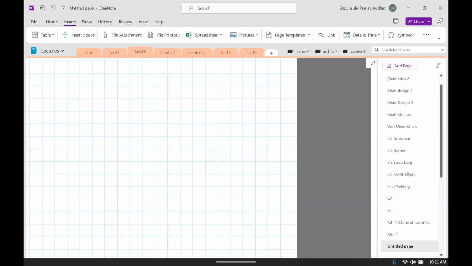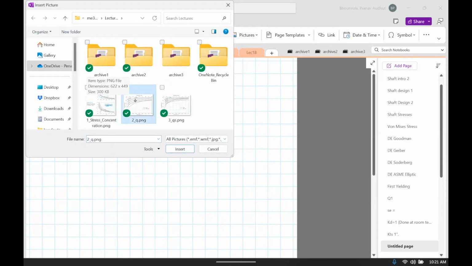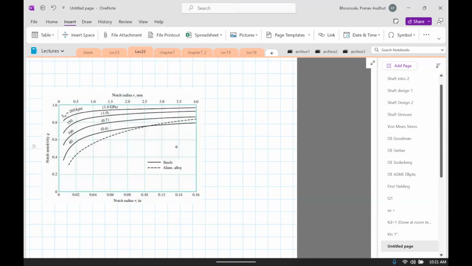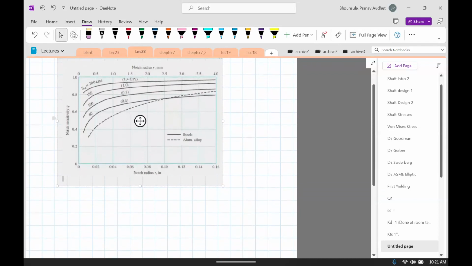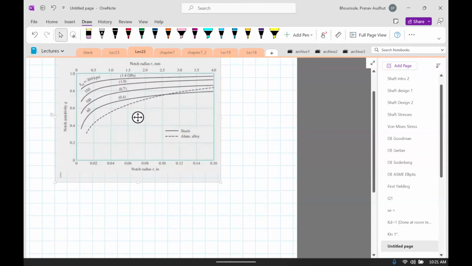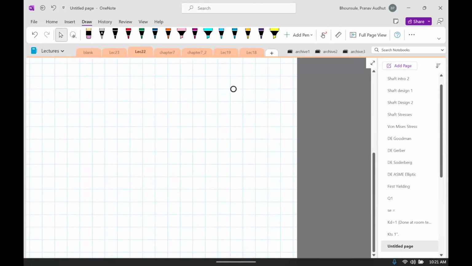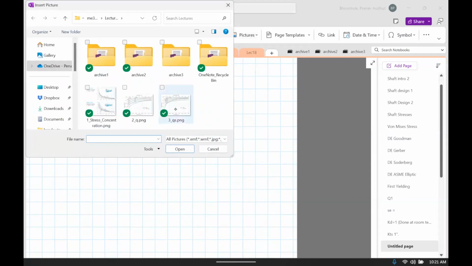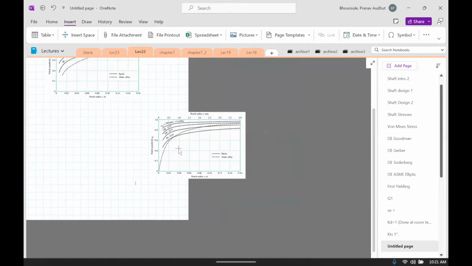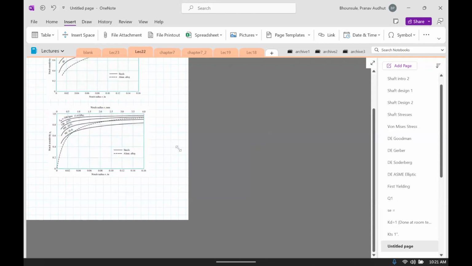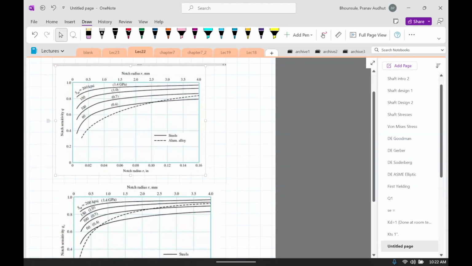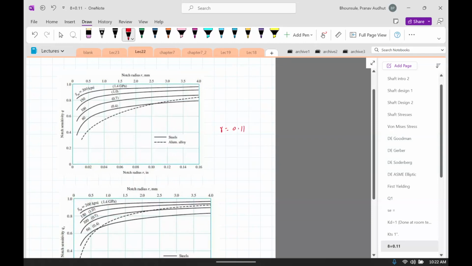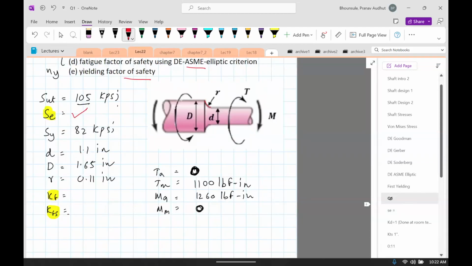So I'm going to insert the picture. This is a plot for Q. And then there's another one for QS. Okay, so next is to compute Q and QS. And for that, all we need is the ultimate strength. So we need the notch radius. So R is 0.11. And then we need the ultimate strength, SUT.